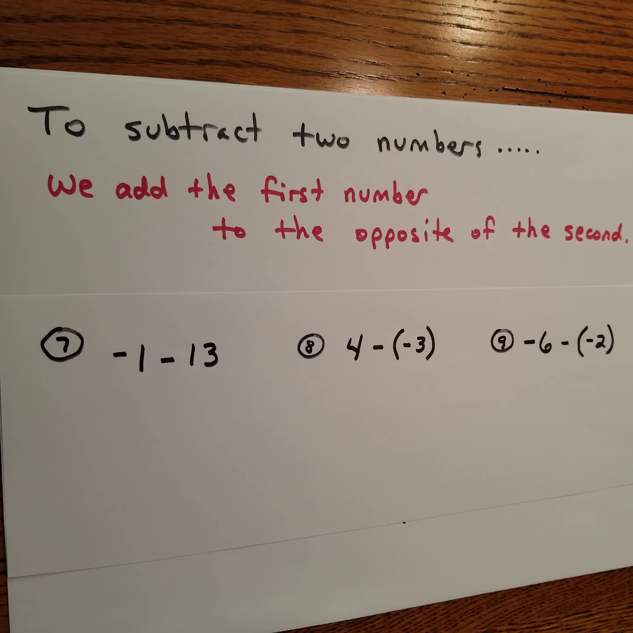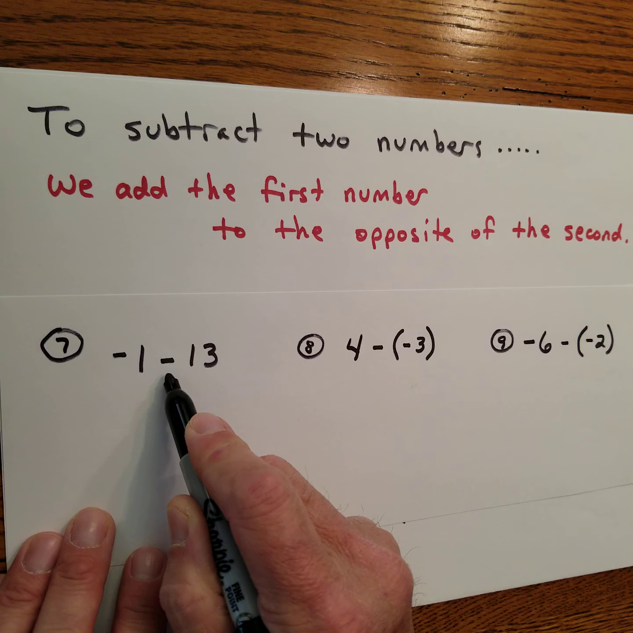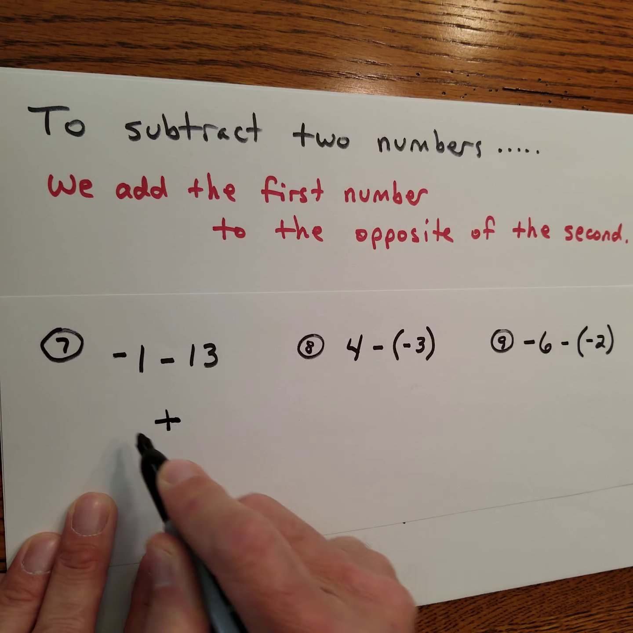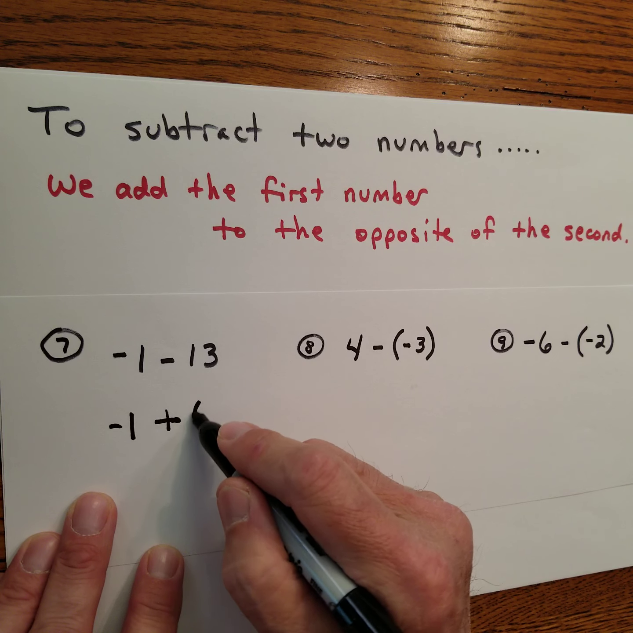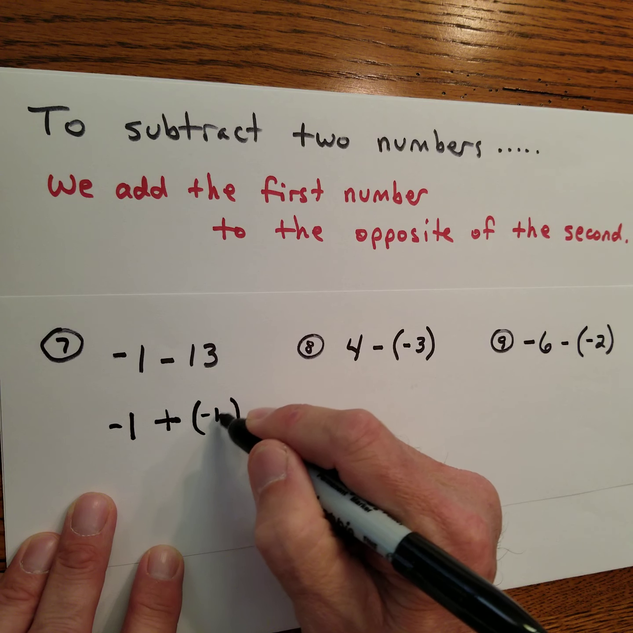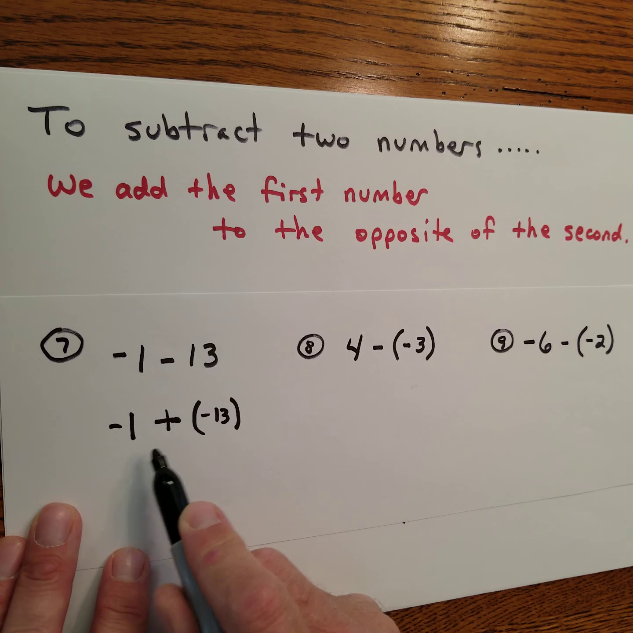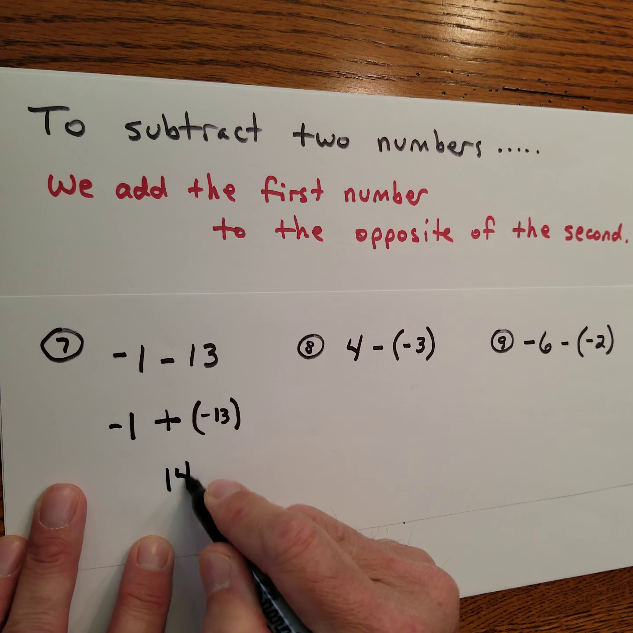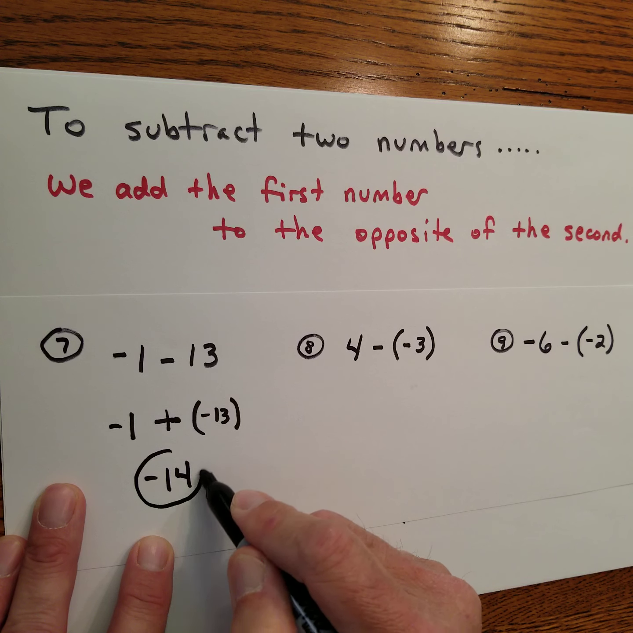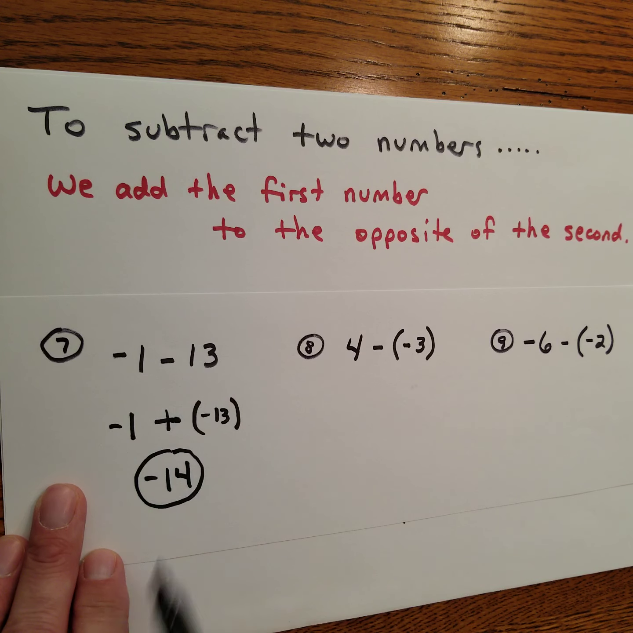Here's 3 more examples. Now, if at any time you'd like to pause the video and try these 3, and then start the video back up, and you can check your answers as we work them. Here comes number 7. When we see subtraction, we change it to addition of the first number and the opposite of the second number. We have good addition rules. When you add and they both have the same sign, you add and you keep the sign. -1 minus 13 is -14.